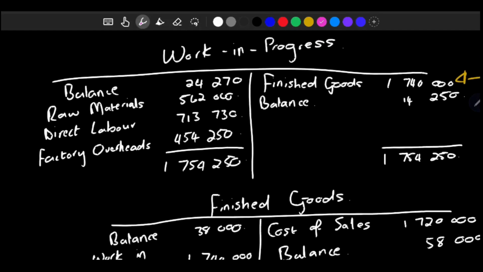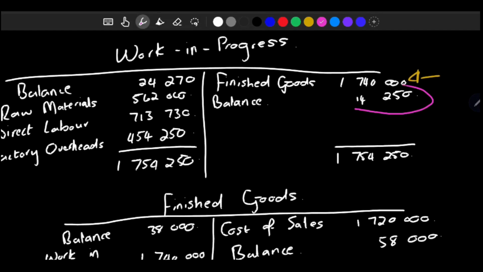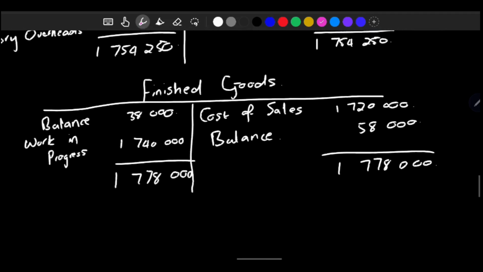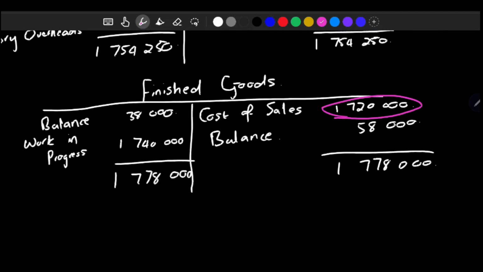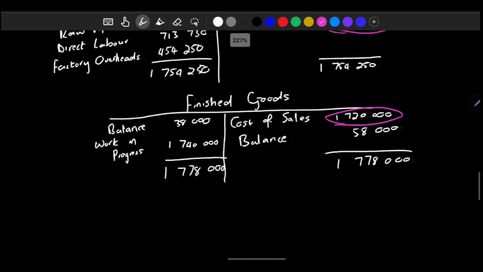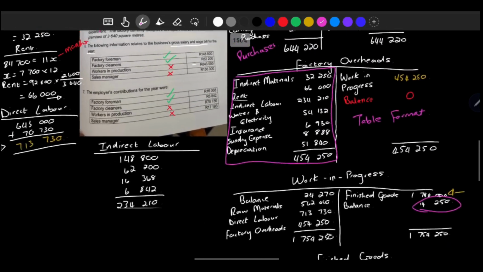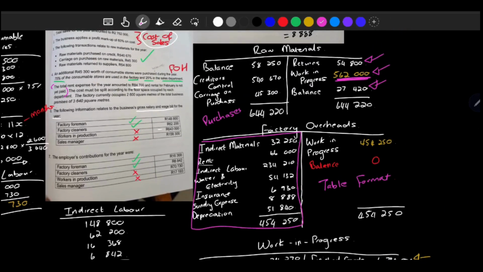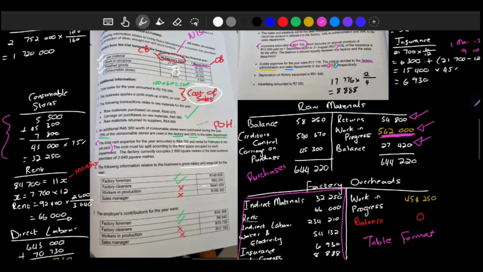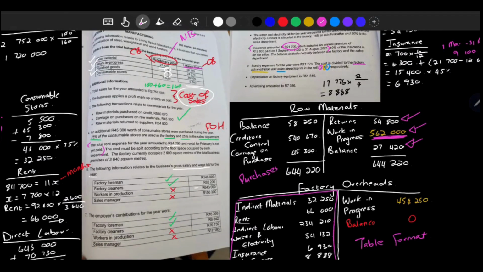Work in progress. You also have to understand the account. Balancing figures, we should know these by now. But if you're not so confident with them, practice, right? And then finished goods. You should know that our cost of sales comes out of finished goods. So this was a very good question to go through for manufacturing. If you're able to do this question, this is a very challenging question. It comes from one of the past papers for grade 11. So if you're able to do this for manufacturing, even if you're in matric, if you can do this successfully, you should be ready for the question.